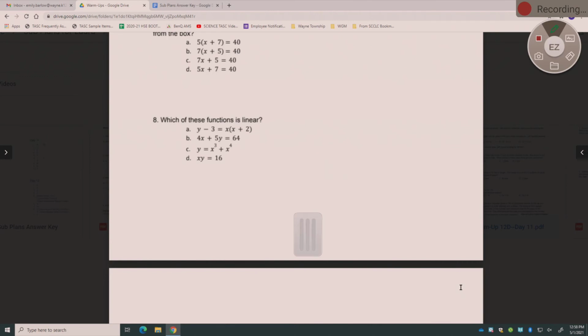For number 8, which of these functions is linear? Remember, a linear function is going to be y equals mx plus b. So everything in this equation has an exponent of 1. So the first thing I can knock out is any equation that has an exponent greater than 1 inside of it. So that takes C out of the running.